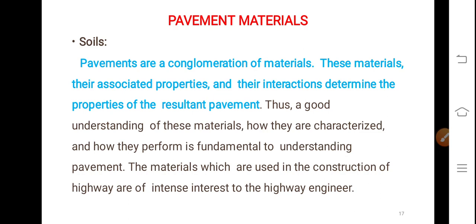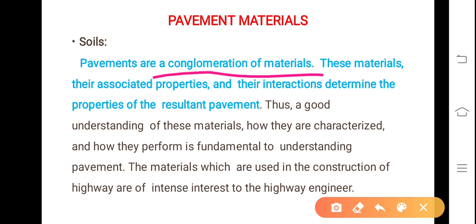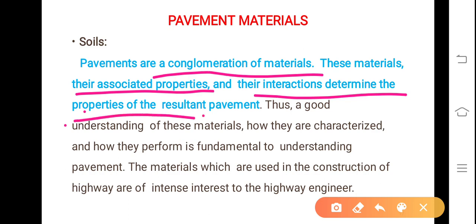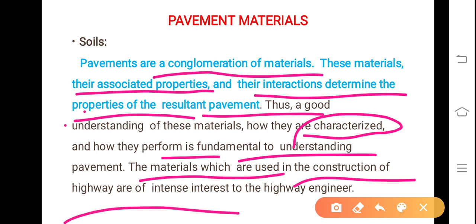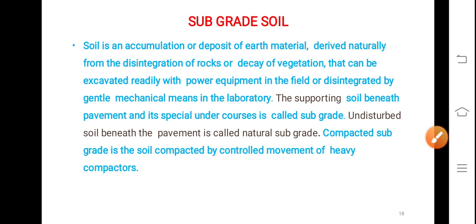Now, we will study soils. Pavements are a conglomeration of materials. These materials, their associated properties and their interactions determine the properties of the resultant pavement. Thus, a good understanding of these materials, how they are characterized and how they perform, is fundamental to understanding the pavement. The materials which are used in the construction of highways are of intense interest to the highway engineer.